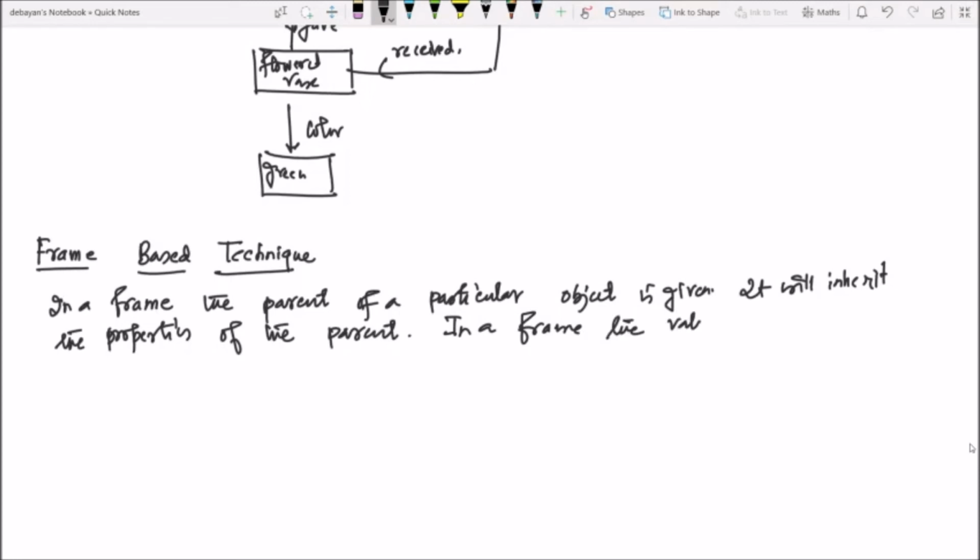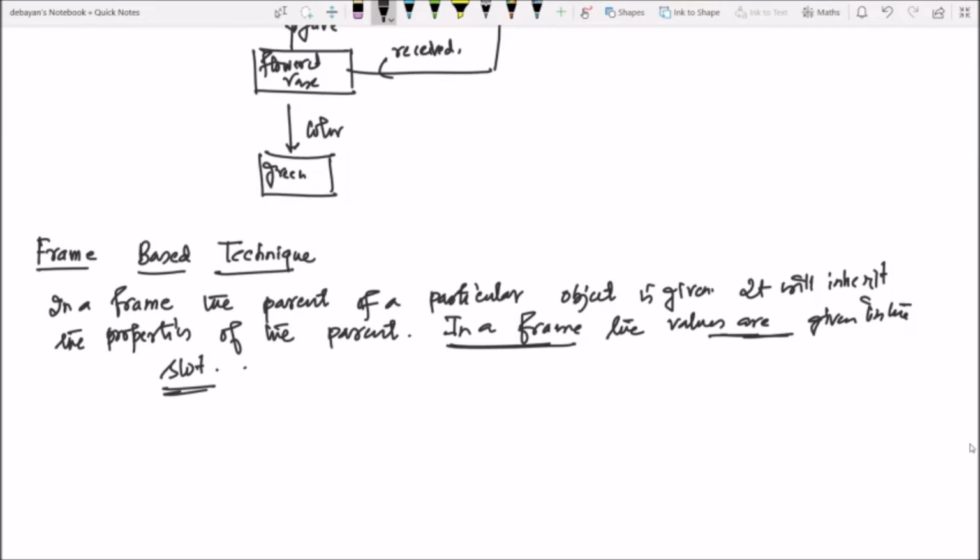In a frame the values are given in the slot, and the question may come out: where are the values given in a frame? The values are given in slots, because that question comes in your WBT. When the value of a particular property is not known, you call a procedure, and procedures are nothing but a rule. That means when it is required to insert a value, when it is required to delete a value, and when it is required to search a value.